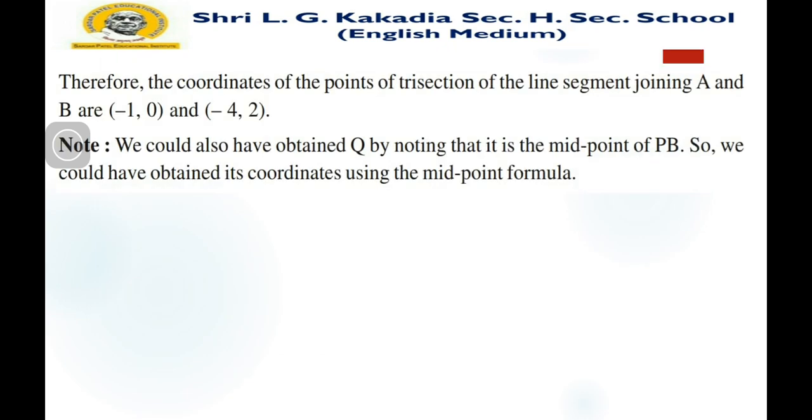Therefore, the coordinates of the point of trisection of the line segment joining A and B are (-1, 0) and (-4, 2). Note that we could also have obtained Q by noting that it is the midpoint of PB. So we could have obtained its coordinates using the midpoint formula.